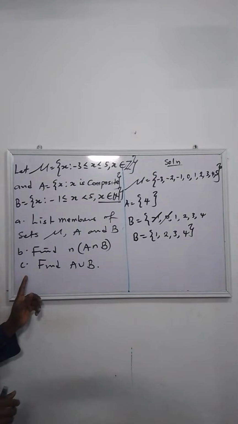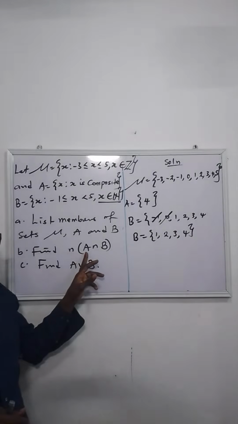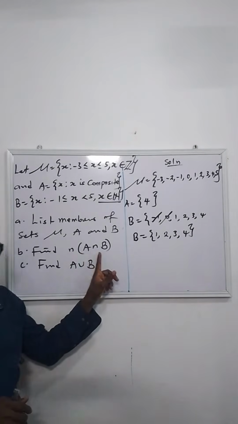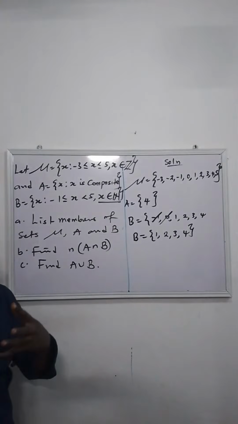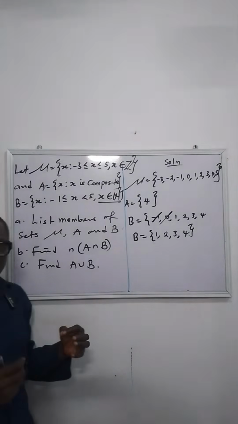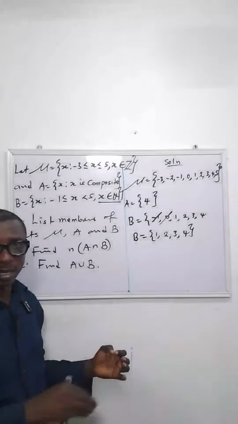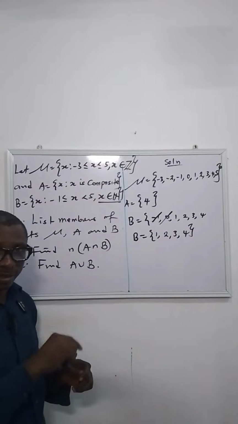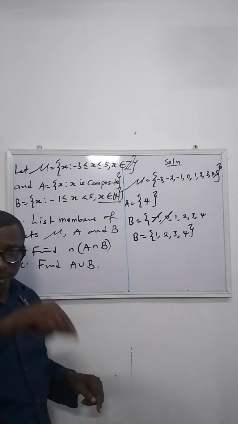Now let's look at the next one. The question says find the number of elements in A intersection B. So the first thing is to find A intersection B. We want the elements that are in set A and are also in set B. So that is the meaning of intersection. The elements in set A and in set B.